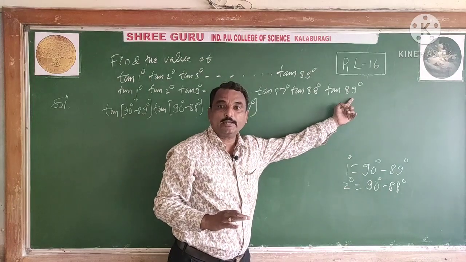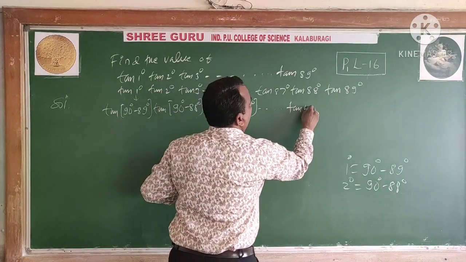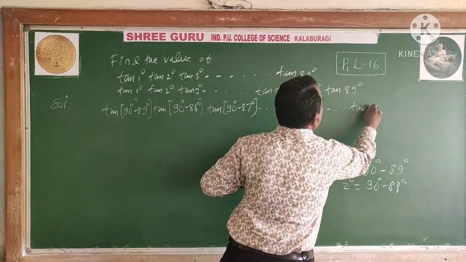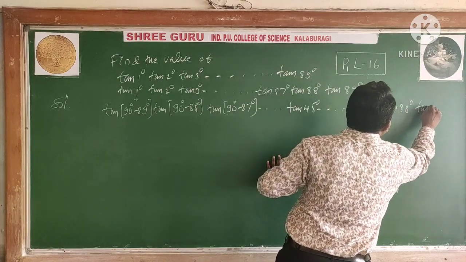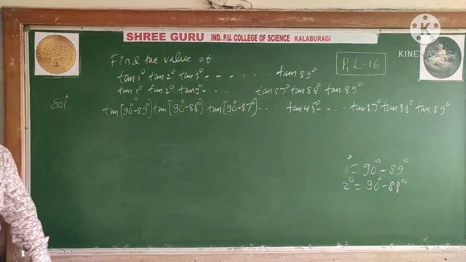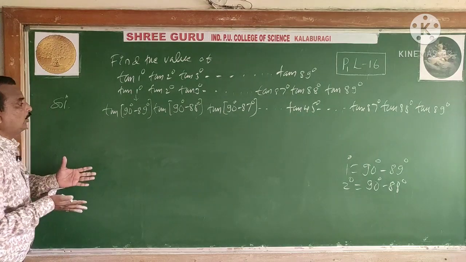The total terms here are 89. That one, tan 45 degree, remains as it is. Tan of 45 degree remains as it is. And the remaining terms are tan 87 into tan 88 into tan 89. See that one. See how long this expression becomes. Now see how it becomes.